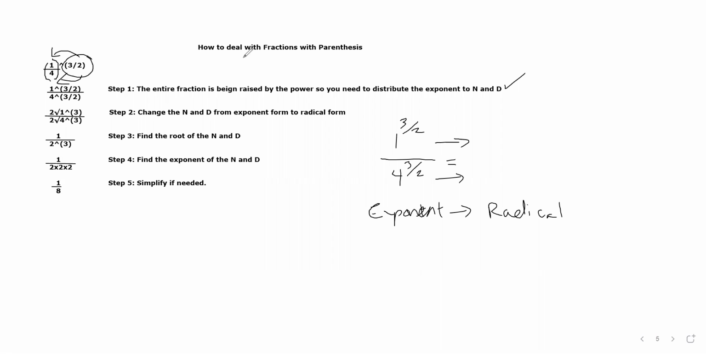Okay, so with that, we have 1 raised to the third divided by, we have 2 raised to the 4 thirds.